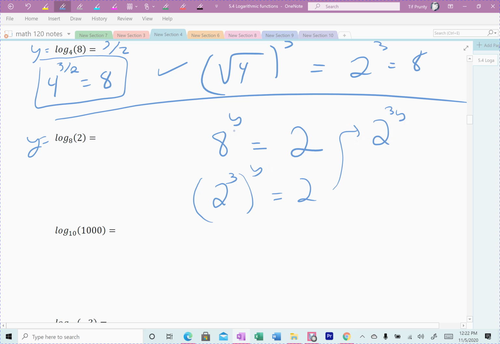So 8 to the y is exactly the same as 2 to the 3y equals 2, which means, if it's just 2, there's an understood 1 power up here. And so that means 3y has to equal the 1 on the other side. So the 3y has to equal 1. And so y is equal to 1/3. Right, that's using the math method. And so if I rewrite this, 8 to the 1/3 power equals 2, which is correct, right? That's the cube root of 8. Well, the cube root of 8 is 2.